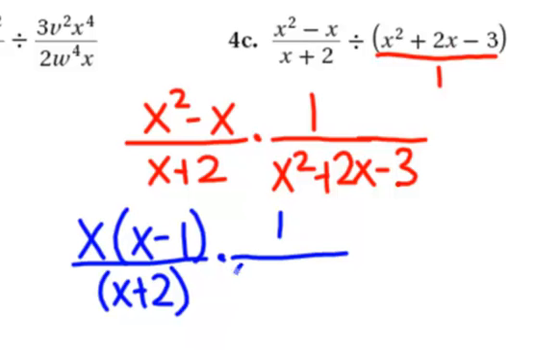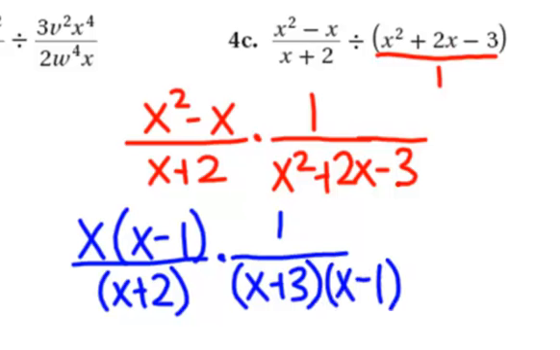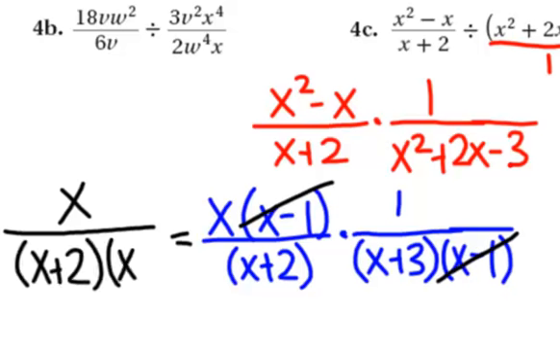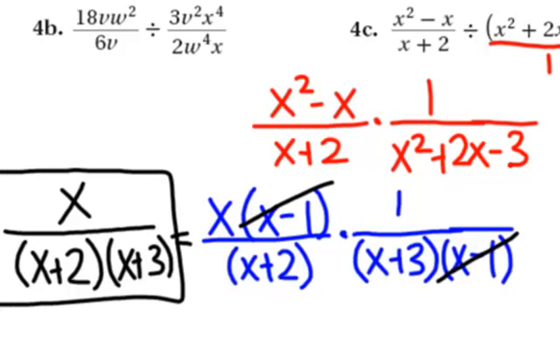But then this bottom can be simplified. And this can be factored into two numbers that add to make 2 and multiply to make negative 3, which are going to be x plus 3 times x minus 1. And then we can see that the x minus 1's cross off. So on the top, I'm left with an x, and on the bottom, I'm left with x plus 2 times x plus 3. And we're done.